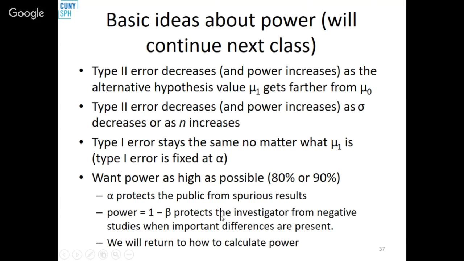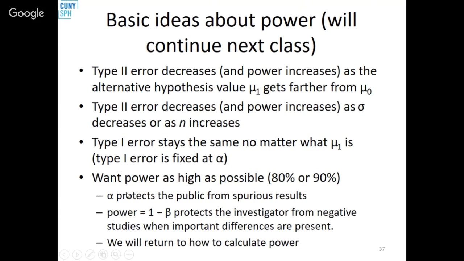In general, we want high power, and this comes in when you're planning a study based on pilot data or some previously published study. When you're planning a study, you would like high power. You don't want to do the study if you don't think you're going to have, say, an 80 or 90% chance of detecting a true difference based on your intervention or your difference from the previously known population value.